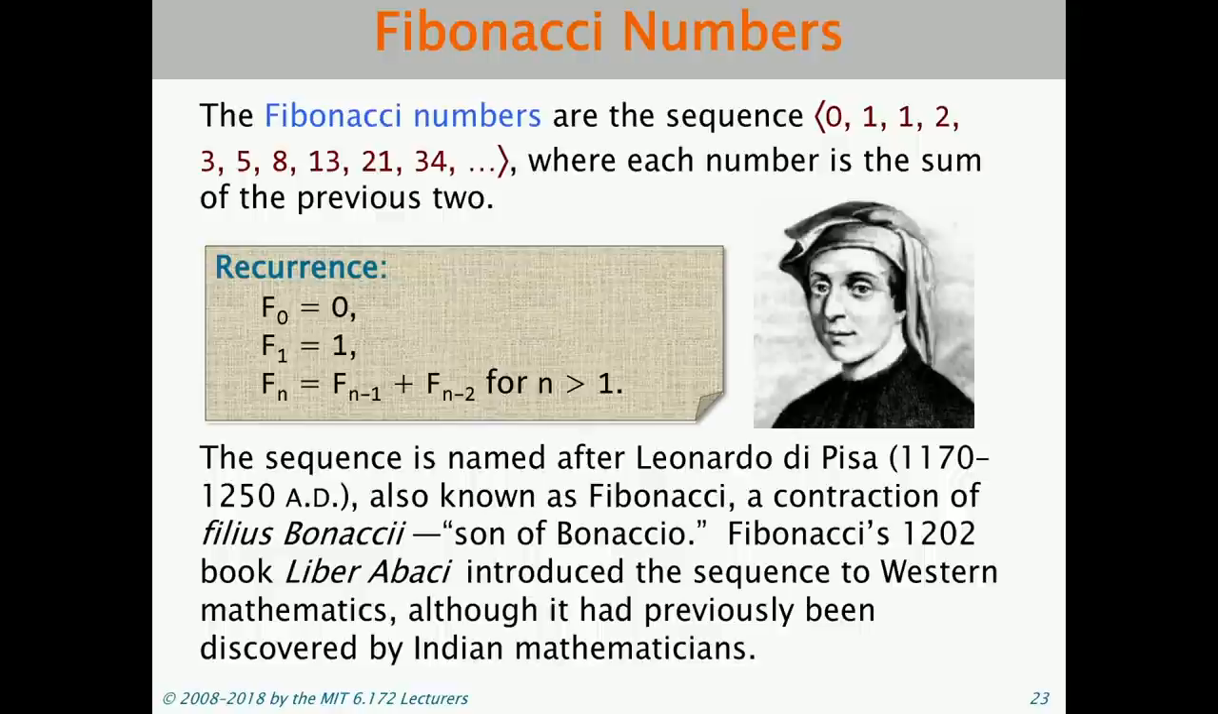To illustrate these concurrency platforms, I'm going to use the Fibonacci numbers example. Does anybody not know what Fibonacci is? Good, everybody knows what Fibonacci is. It's a sequence where each number is the sum of the previous two numbers, and the recurrence is shown in this brown box here. The sequence is named after Leonardo di Pisa, who was also known as Fibonacci, which is a contraction of Filius Bonacci, son of Bonaccio. In Fibonacci's 1202 book, Liber Abaci, he introduced the Fibonacci sequence to Western mathematics, although it had been previously known to Indian mathematicians for several centuries. But this is what we call the sequence nowadays, Fibonacci numbers.